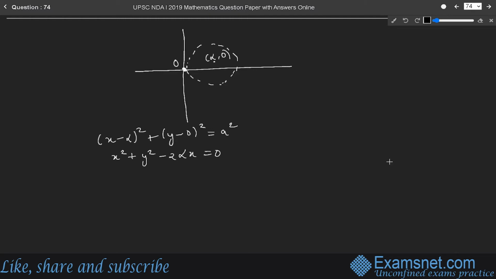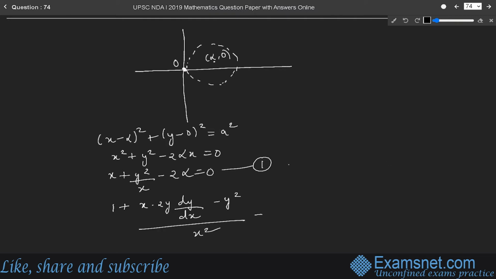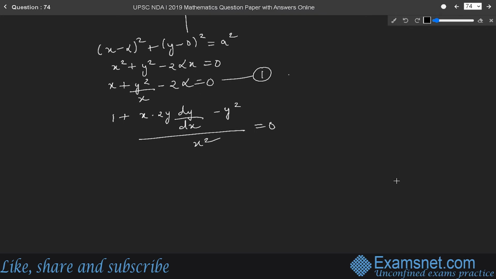is equal to 0. So further it will be (x plus y square upon x) minus 2 alpha is equal to 0. Let this be equation number 1. Now differentiating it once, we get 1 plus x into 2y dy by dx minus y square upon x square is equal to 0. Further solving it, it will be equal to x square minus y square plus 2xy into dy by dx is equal to 0. So this is the required equation for the given differential equation.